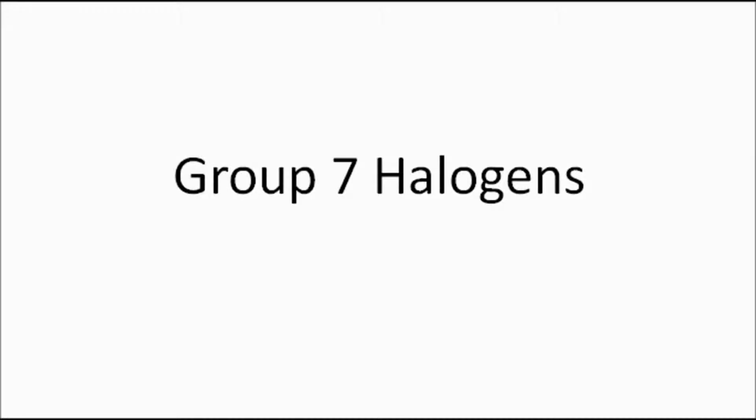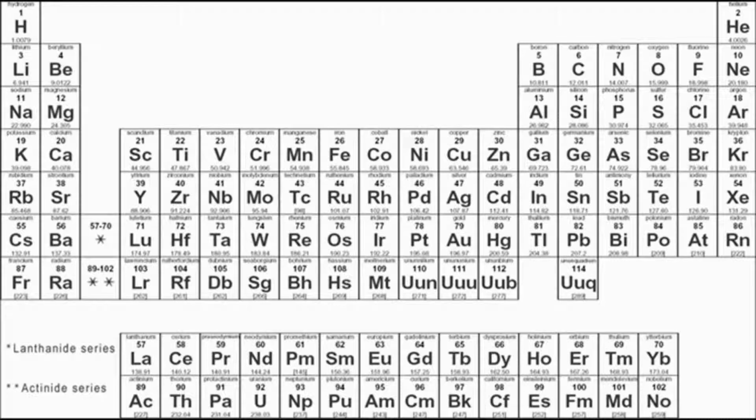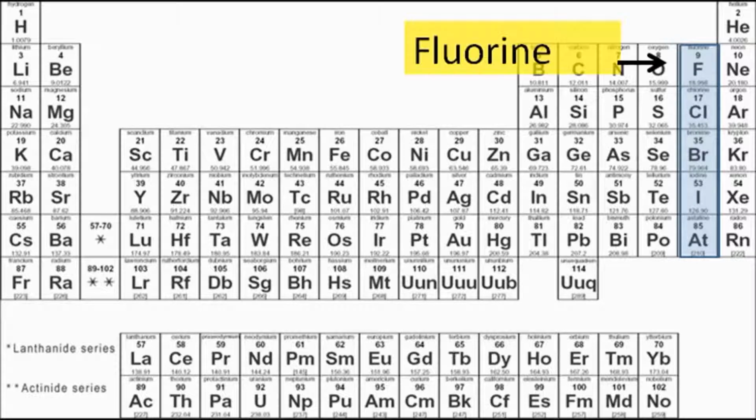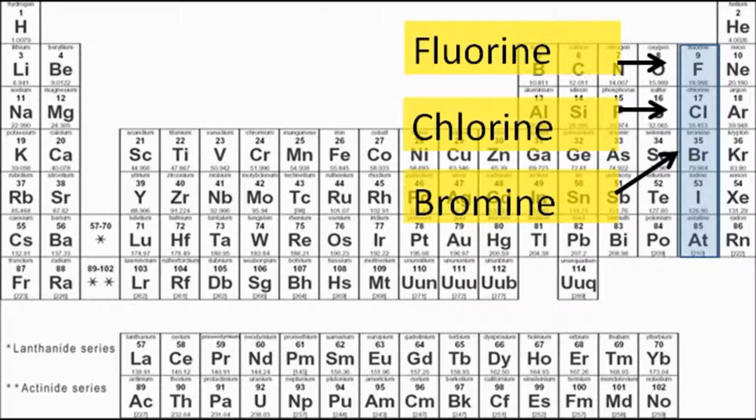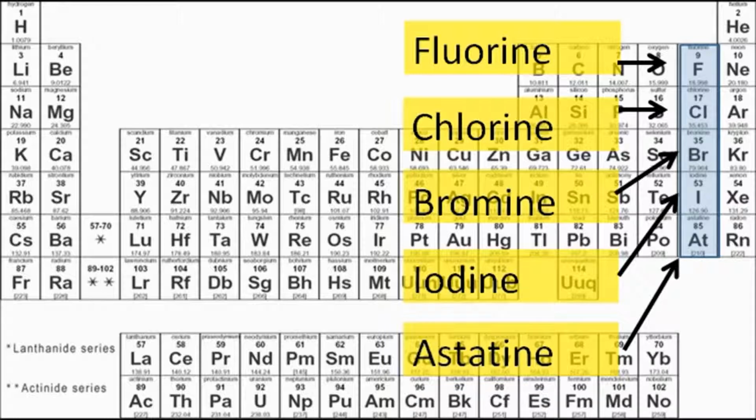Let's have a look at the group 7 halogens. Now, on the periodic table, you can find these, unsurprisingly, in group 7 on the right-hand side, and the group 7 halogens are known as fluorine, chlorine, bromine, iodine, and astatine.